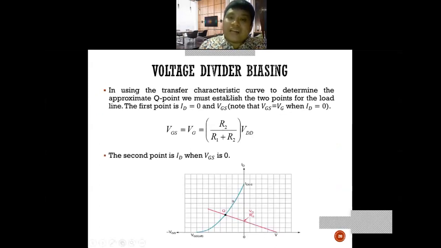In using the transfer characteristic curve to determine the approximate Q point, we must establish the two points for the load line. The first point is ID equal to 0. So we need to find VGS equal to VG when ID is equal to 0. Then we can find that VGS equals VG equals R2 divided by R1 plus R2 times VDD. So the second point is ID when VGS is 0. Looks like this graph.